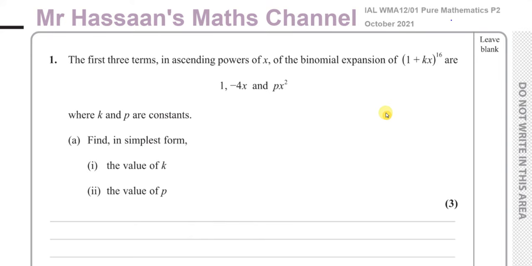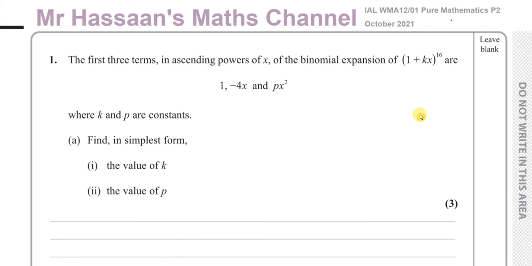The first question here is about binomial expansion. It tells us that the first three terms in ascending powers of x of the binomial expansion of (1 + kx)^16 are 1 − 4x and px², where k and p are constants. Find in simplest form the value of k and the value of p. That's the first part of the question.